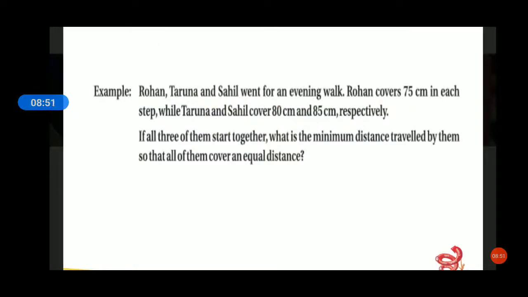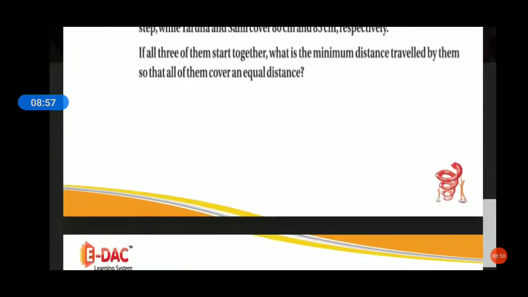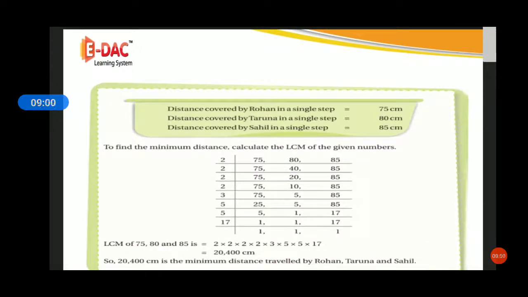So if all three of them start together, what is the minimum distance traveled by them, so that all of them cover a complete distance? What are they asking to find? They are asking to find the LCM. Minimum distance means it is nothing but the LCM.